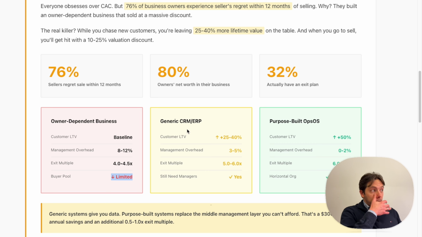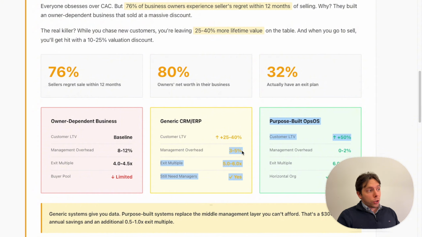Then there's the other type of businesses, those that do have some systems and ERP in place and some processes that are documented, but those systems are generic. So yes, it helps optimize your LTV and keeps your management overhead lower, because one manager can manage more things and there's more automation. Yes, you sell at a 50% higher multiple, and you still need managers. But there's that new trend.